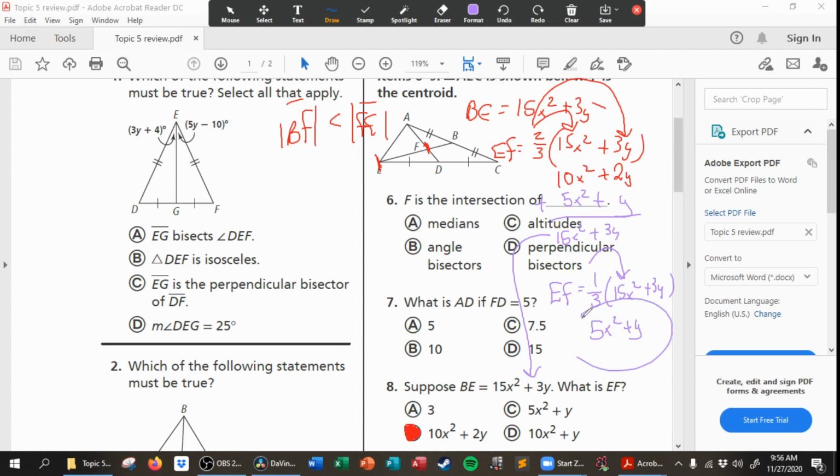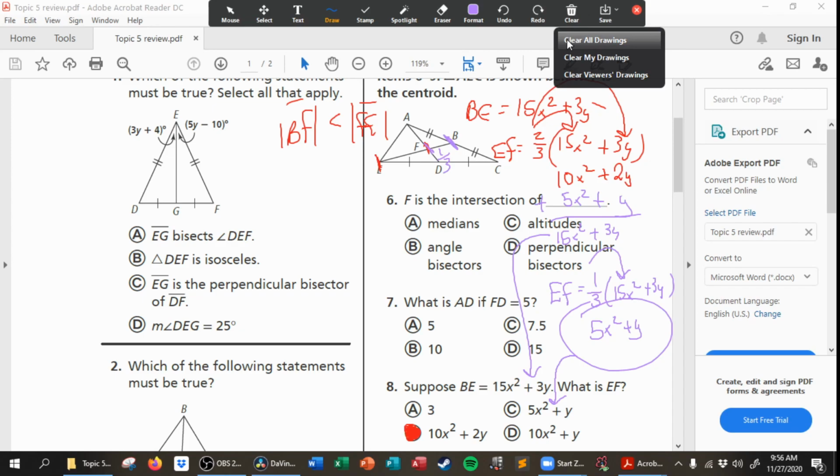But be careful, notice that when I applied the wrong section here, when I said BF is what we were looking for, it still came up as a possible answer. Don't fall for that. Make sure you're looking at the longer side. If you're looking at the longer side, you're using 2/3 of the total length. If you're looking at the shorter side, you're using 1/3 of the total length.